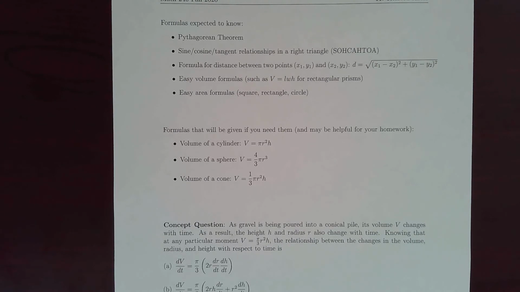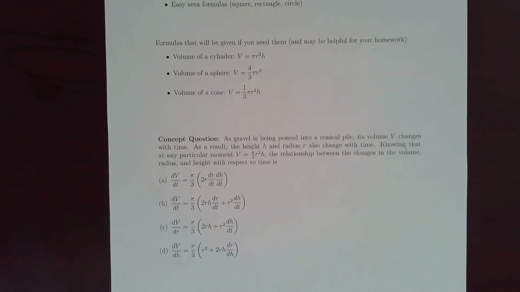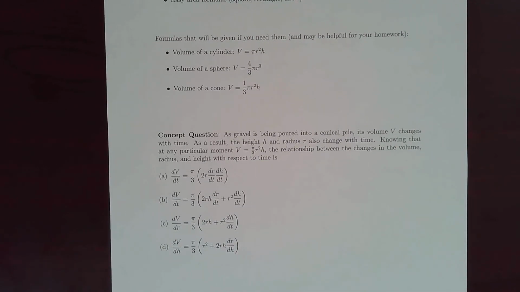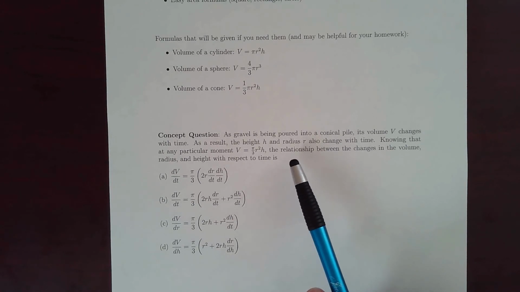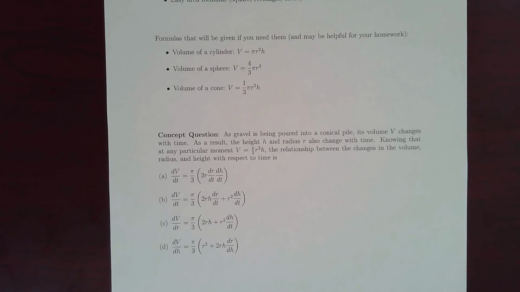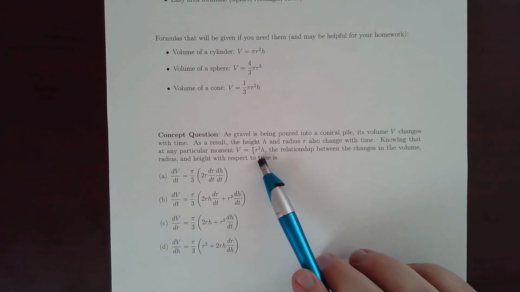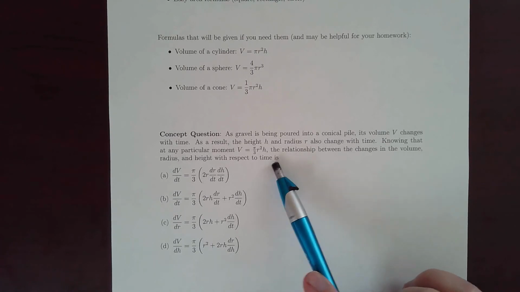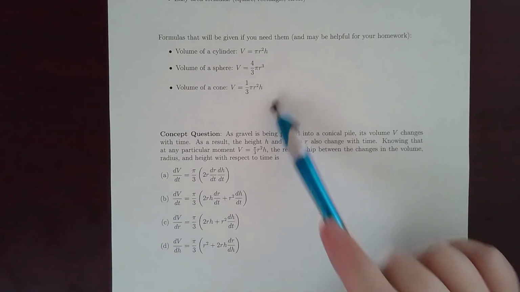So, a little bit of a check to see how well we've been following along and making sure we understand all the things we need to do. Say we've got some gravel being poured into a conical pile where the volume is changing with time. Conical meaning cone. As a result, the height and radius are also changing with time. We know that at any particular moment, the volume equals pi over 3 r squared h. So that's just a different way of writing this formula.